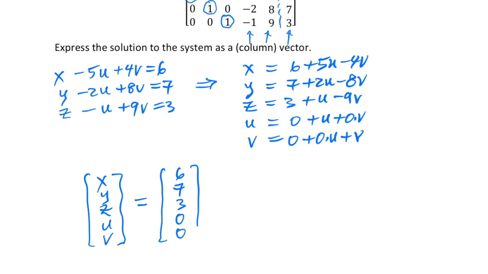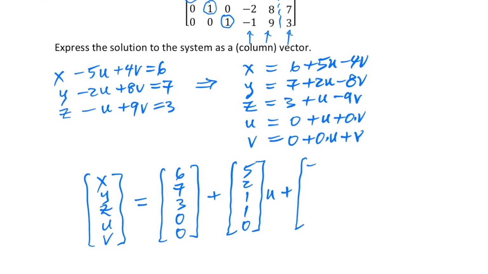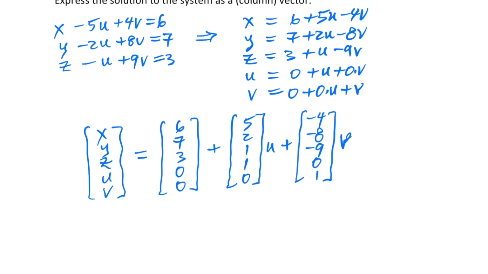It would be this vector plus this vector times u. You could put the u in front or behind, whichever you want to do here, it doesn't really matter. Plus -4, -8, -9, 0, 1 times v. Okay, so this would be our answer. So there you go.